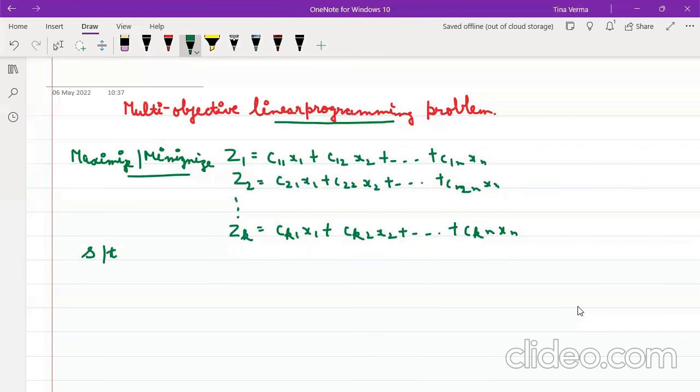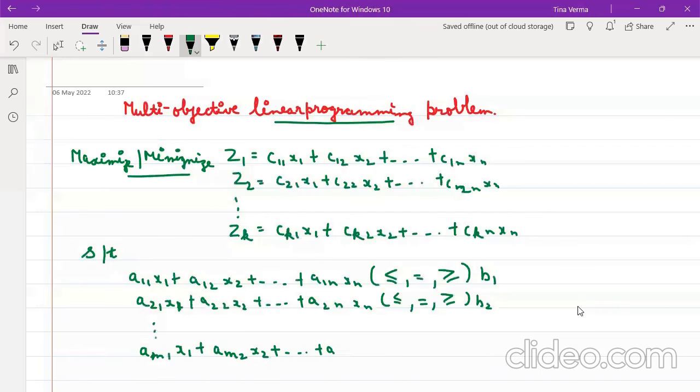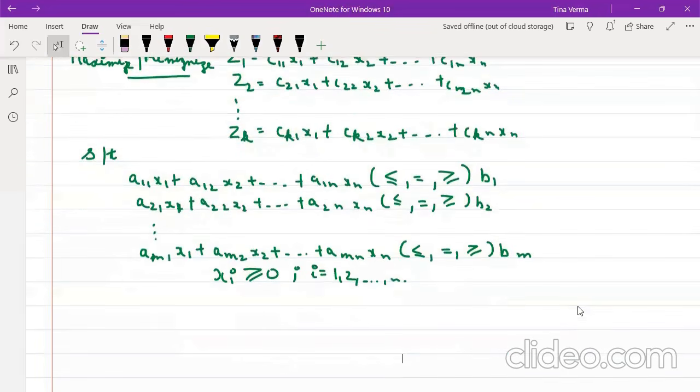And the one thing that you have is constraints, right? So constraints can be a11 x1 plus a12 x2 up to a1n xn. The constraint can be less than, equal to, or greater than the right hand side b1. Similarly, the second constraint can have anything. The mth constraint is am1 x1, am2 x2, and amn xn, and the sign of inequality can be anything. And you have xi greater than or equal to 0 for all i equal to 1 to n. So this is the general multi-objective linear programming problem in which you have more than one objective.